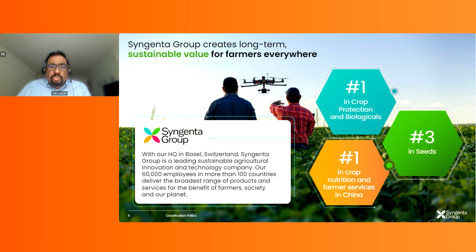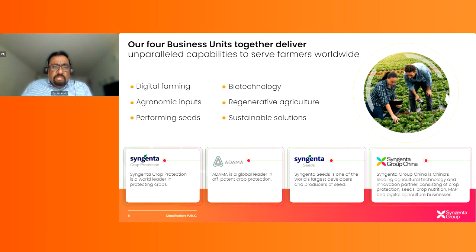We've basically two large segments. In crop protection, Syngenta is number 1, number 3 in seeds, and number 1 in crop nutrition and farmer services in China. And there's a little blurb to your left. We are headquartered in Basel. About 60,000 employees spread across each and every country. Every country needs to eat, and therefore we are everywhere. 4 business units. Syngenta Crop Protection, that's basically my business unit. Adama, which is our off-patent sector or business unit, if you will. Seeds, largely out of the US. And as I said, number 3, and Syngenta Group China, which incorporates both seeds and crop protection.